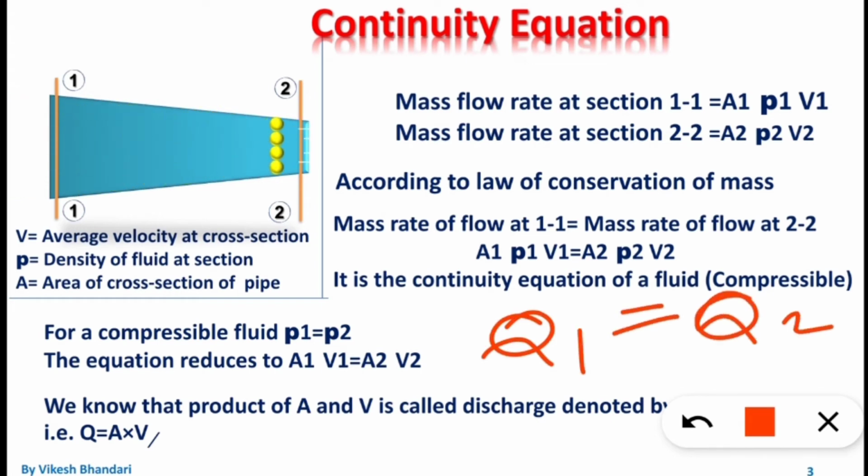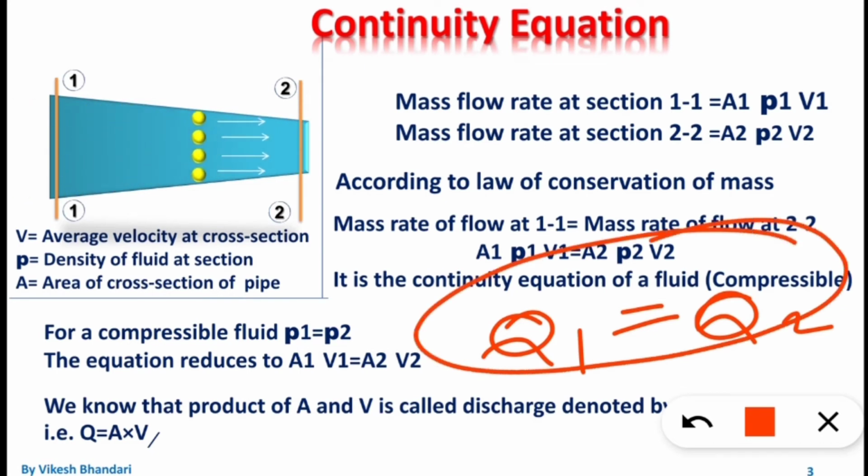This is the continuity equation. This equation is commonly used in hydraulics. Let us solve some problems.